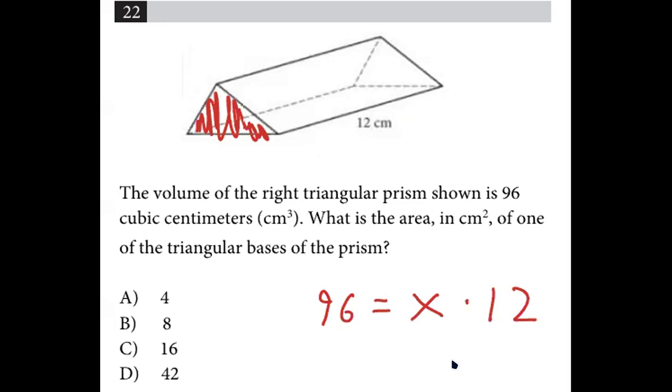So what is the area of one of the triangle bases? We just have to find x. We divide both sides by 12, and we get x equals 8. So the correct answer is B.